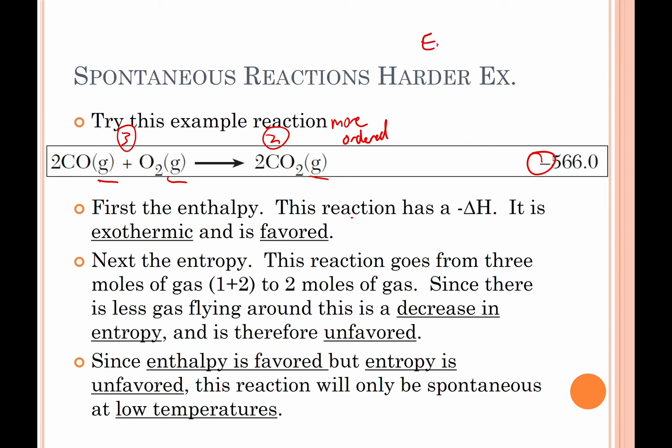So, entropy and enthalpy. The entropy here is unfavored and the enthalpy is favored. So what we're going to remember here is that since the enthalpy is favored and entropy is not, that negative sign is going to tell us that this reaction is spontaneous only at low temperatures. So if we keep the temperature low for this reaction, it will occur spontaneously.